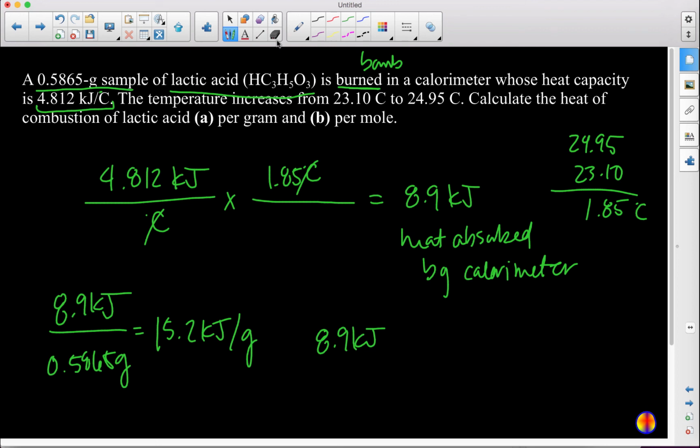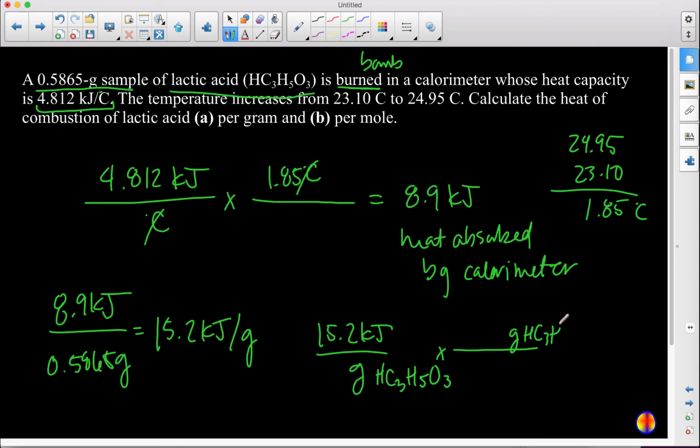Well, actually, no. Here, let's start with this one. So if we have 8.9, why do I keep writing that? You can go back to the 8.9. I was just trying to keep moving here. If I have 15.2 kilojoules per gram, and this is per gram of lactic acid, which is HC3H5O3, unit analysis says I can take the molar mass of HC3H5O3 over 1 mole of HC3H5O3. I can calculate its molar mass and put it up here.